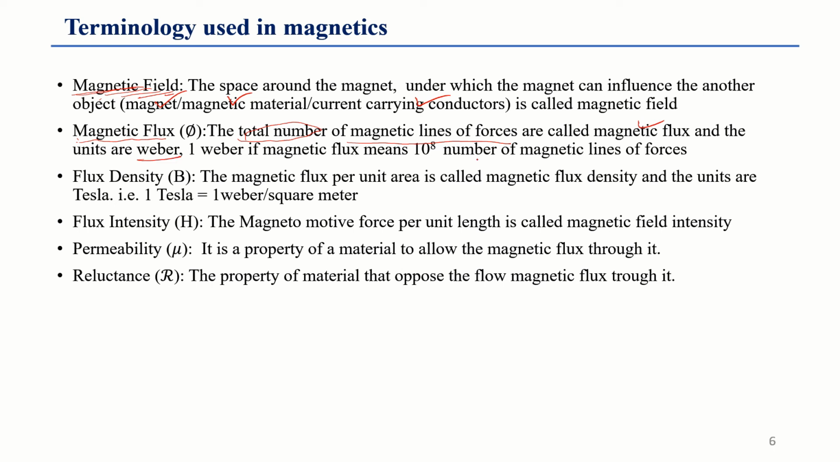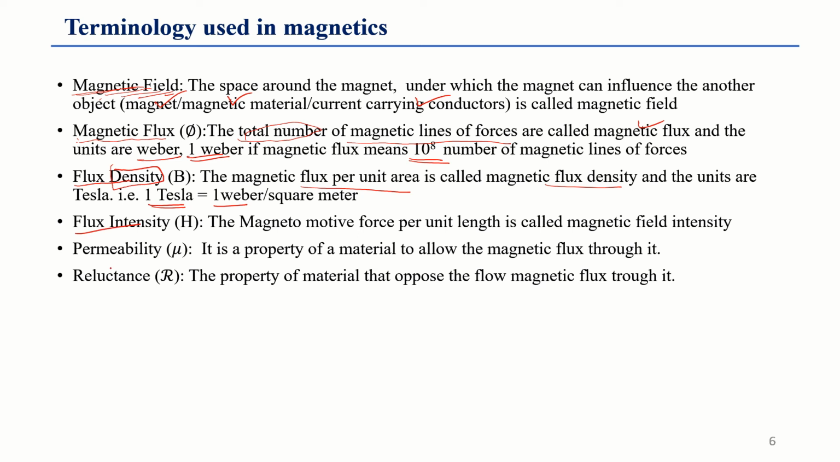If you have 10 to the power 8 magnetic lines, then it is called 1 Weber of flux. Whereas flux density, as density means anything per unit area, right? Similarly, the flux per unit area is called magnetic flux density, and the unit is Tesla, which is Weber per meter square.